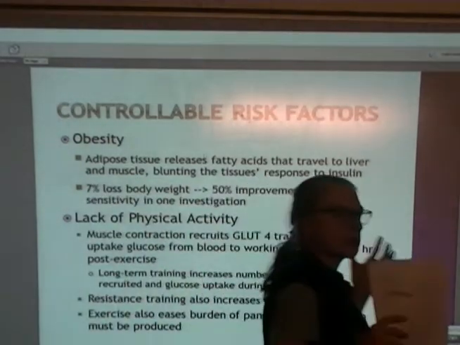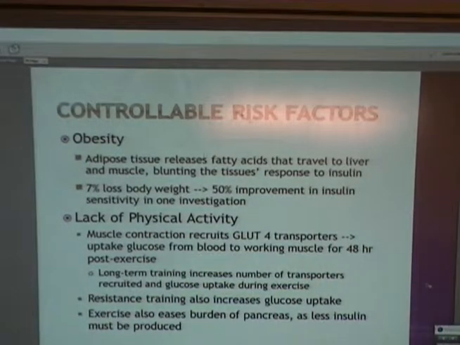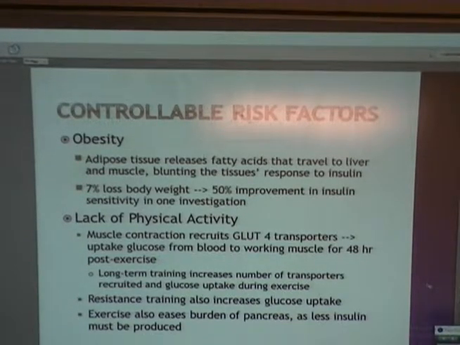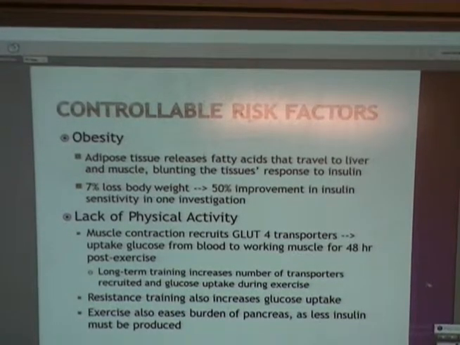So here's a frustration with type 2 diabetes. This is seriously of epidemic proportions. The number of people being diagnosed with type 2 is going through the roof. And a large number of these people have risk factors that are lifestyle dictated, and therefore they're controllable.